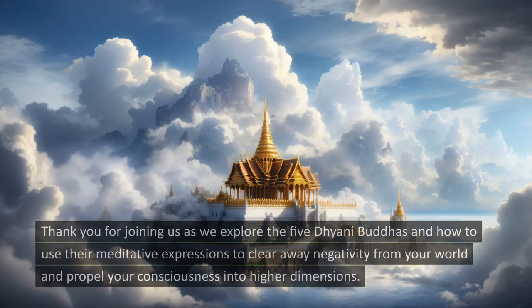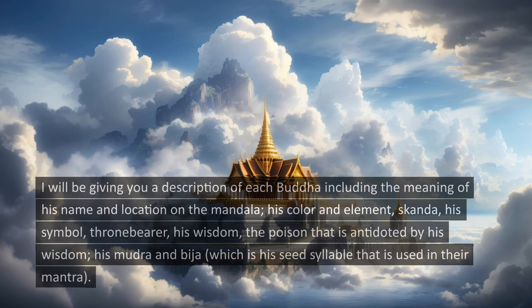Thank you for joining us as we explore the five Dhyani Buddhas and how to use their meditative expressions to clear away negativity from your world and propel your consciousness into higher dimensions. I will be giving you a description of each Buddha, including the meaning of his name and location on the mandala, his color and element, skandha, his symbol, thronebearer, his wisdom, the poison that is antidoted by his wisdom, his mudra and bija, which is his seed syllable that is used in their mantra.